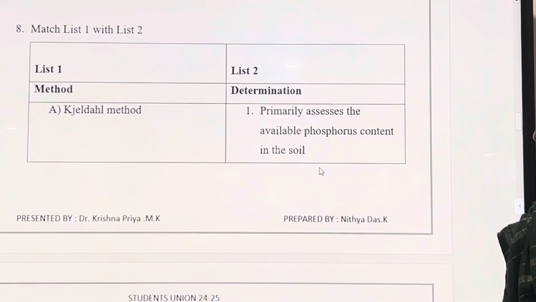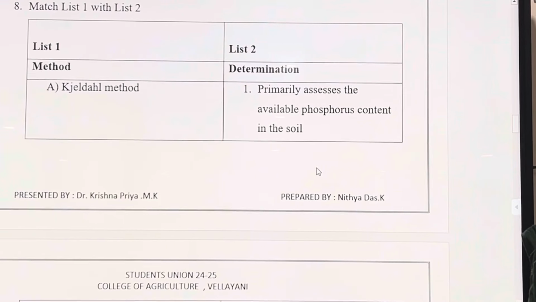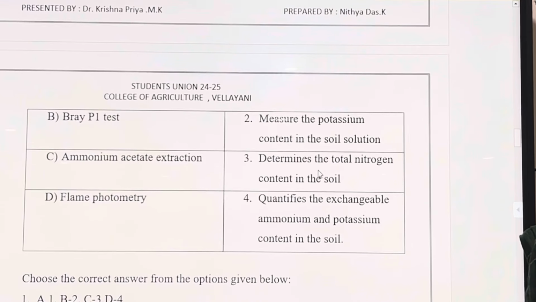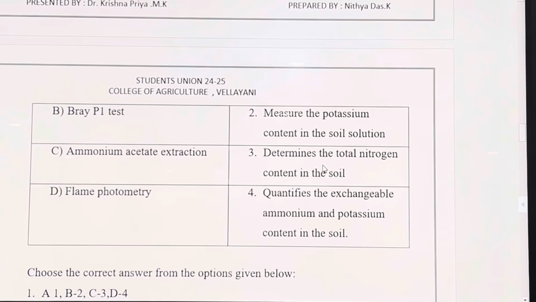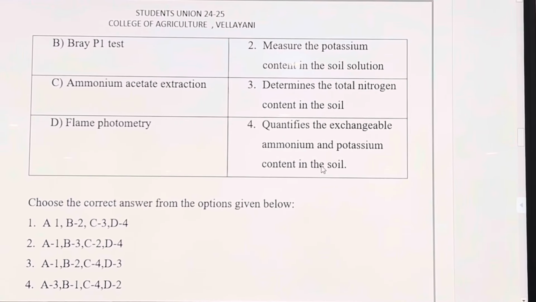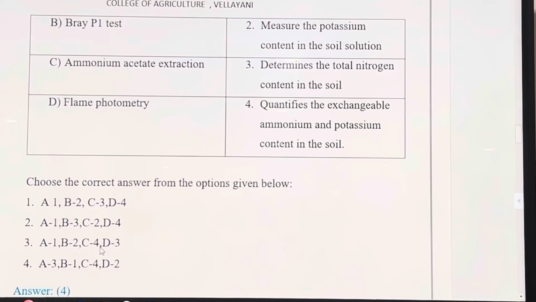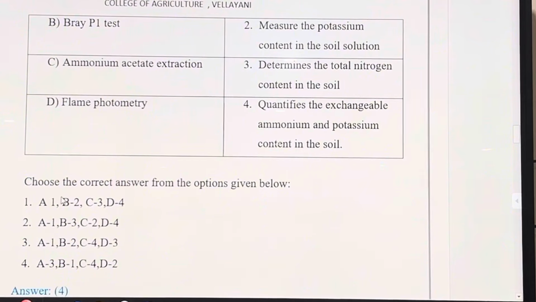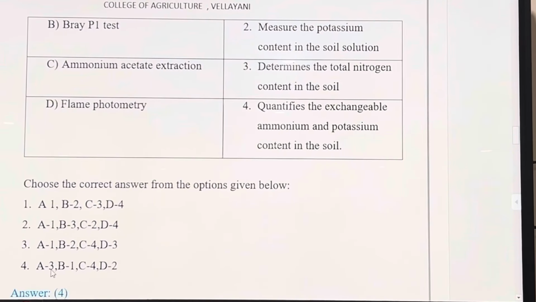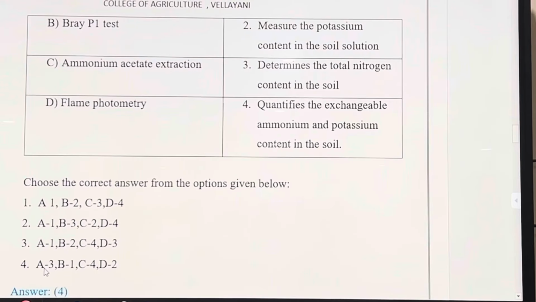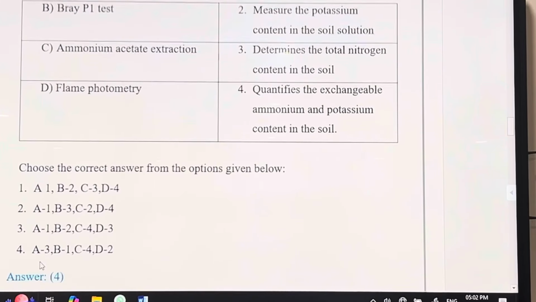So the first is the Kjeldahl method. We know that it is related with nitrogen. So we will look at the options. Yes, the third one, it determines the total nitrogen content in the soil. So when we go through these options, A correctly matches with 3. So we need not look at other options, because in the other options A is matching with 1. And we have already found that the Kjeldahl method is used for nitrogen estimation. So we can directly take this as the answer. So option 4 will be the correct answer. So we can save much time here.